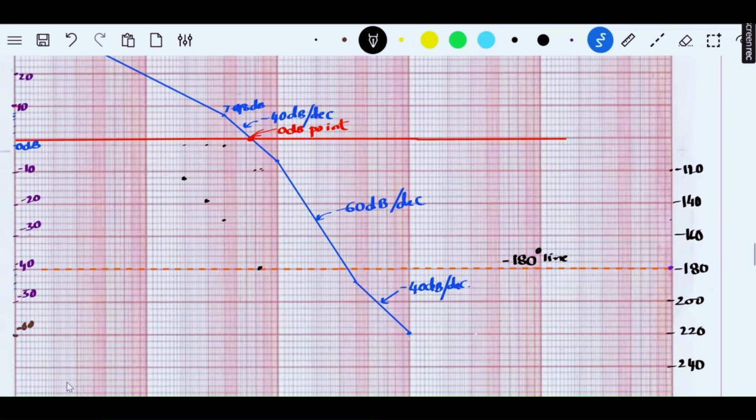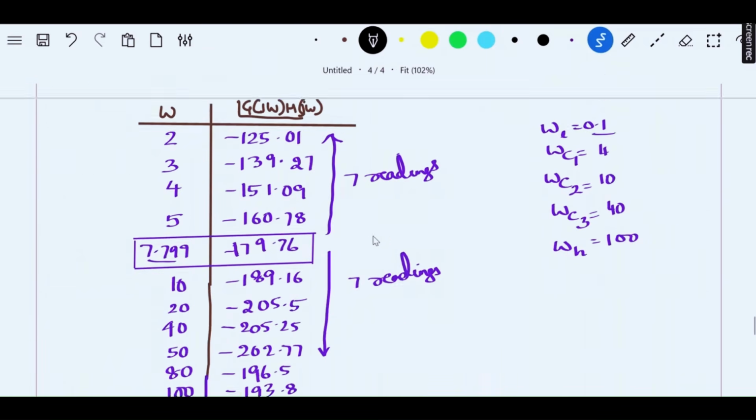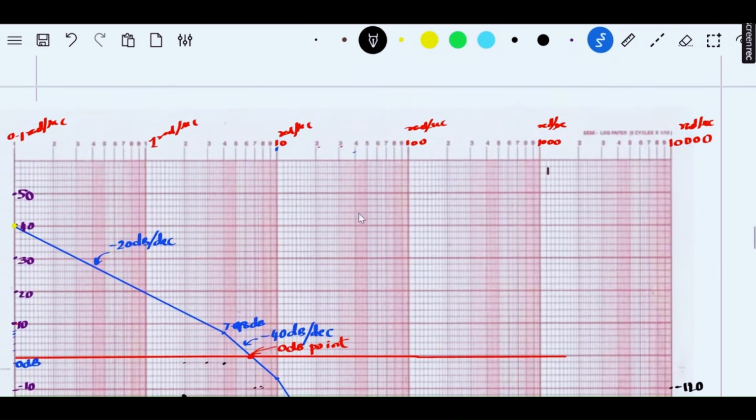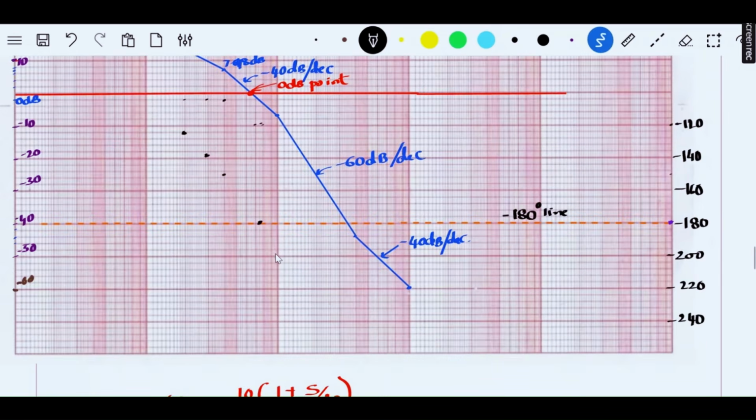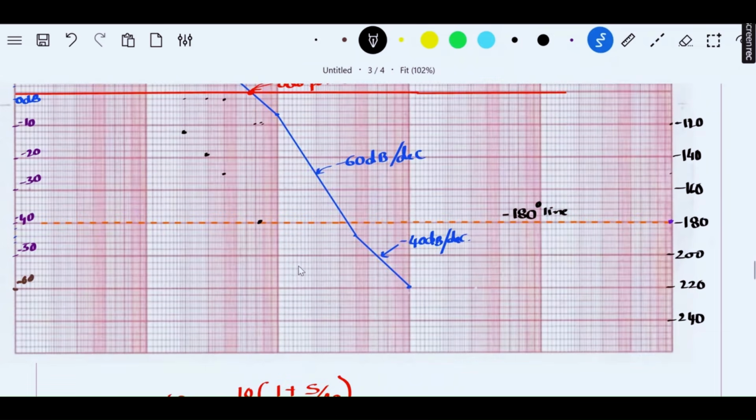Okay, fine. Next, at 10 radians per second, I have an angle of minus 189.16. Where is 10 radians per second? This is 10 radians per second, and I have minus 189.16. 189 is near 190, so this is 184, 188, and somewhere in between. So on the 10 radians line, it is somewhere here.